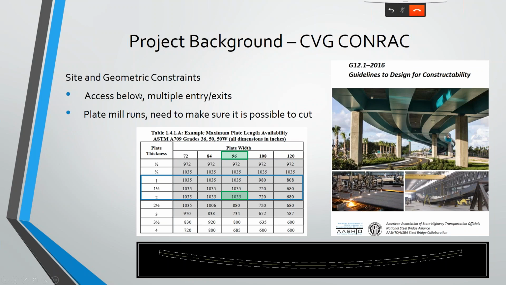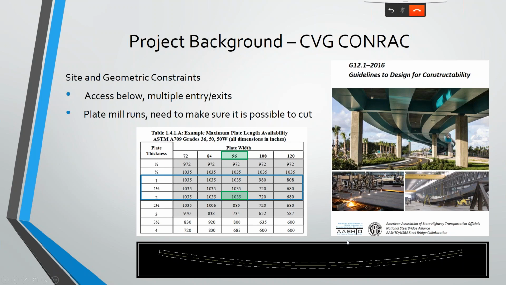There are also geometric constraints that you should be aware of for your design of girders, and that's plate mill run. Usually whenever they go to make one of these, they're going to roll out a plate and then cut the section out of a plate. So we looked at what the plate availability is, particularly with such a high curvature, that becomes very critical.